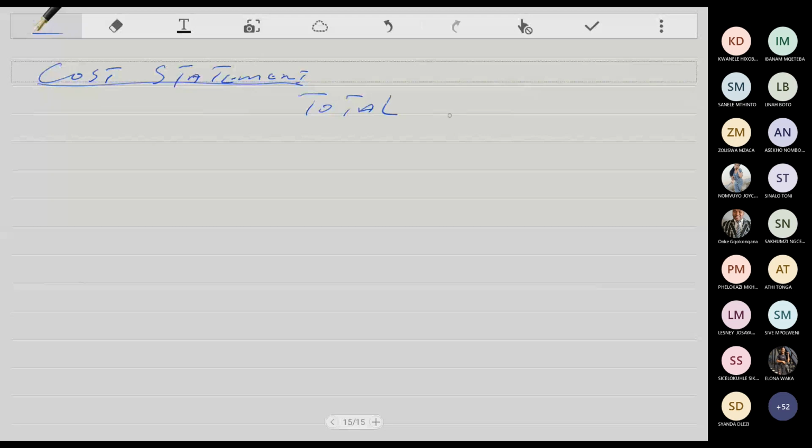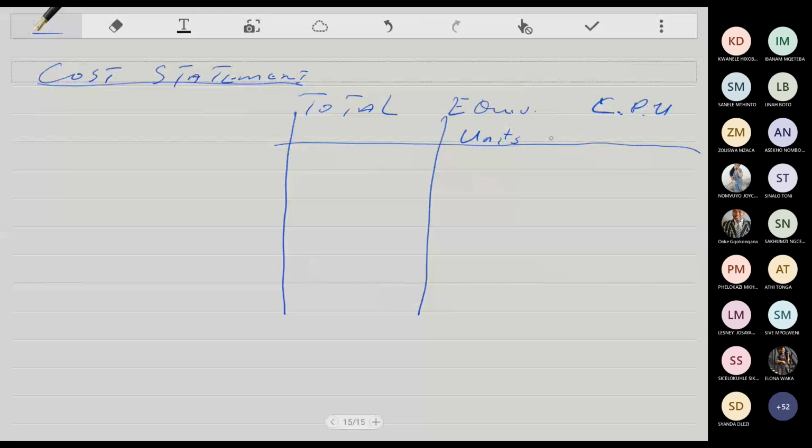Again, you look at your total equivalent units and your cost per unit. Then if you still remember, in the weighted average method, we've combined the cost of your direct material, direct labor, and your manufacturing overheads. So one, I would ask, how are we going to do here? Because it's first in, first out.